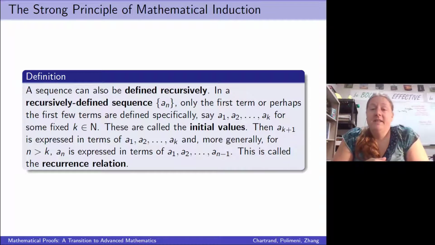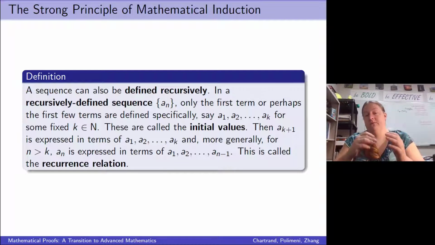Another way that we can define a sequence is to define it recursively. So if we define a recursive sequence, what we do is we're given the first few terms. So say we're given the first k terms of the sequence. They're called the initial values. And then a sub k plus 1 is going to be expressed in terms of the values of a sub 1 up to a sub k. And more generally, whenever n is greater than k, a sub n is expressed in terms of a sub 1 up to a sub n minus 1. So whenever we have something like this, it's called a recurrence relation.